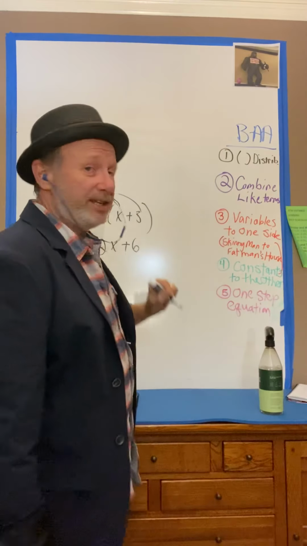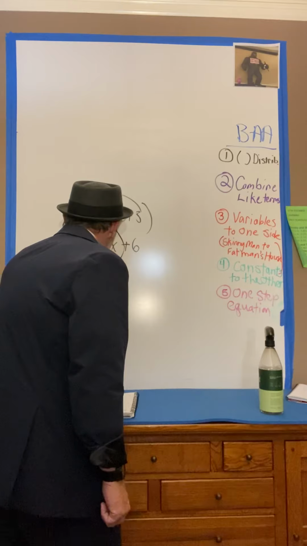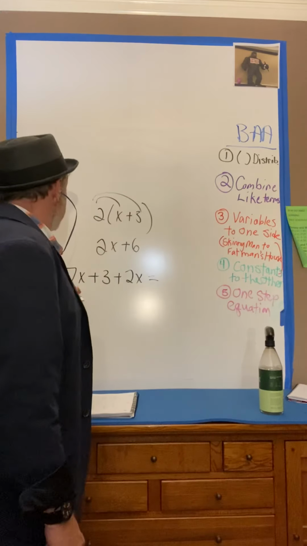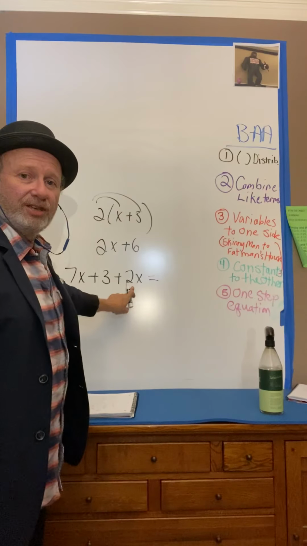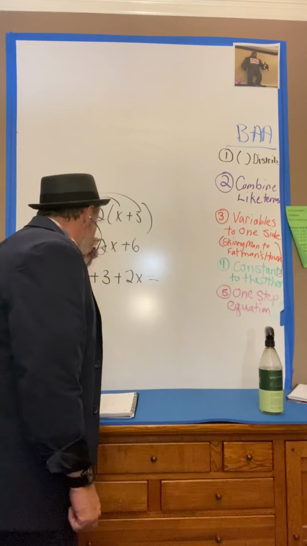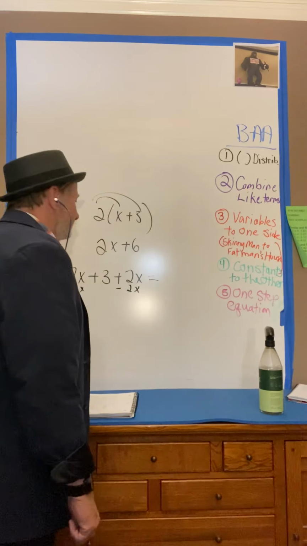All right, the second one is combine like terms. I've got 7x plus 3 plus 2x equals. I've got a 7x and a 2x. So what have I got to do? I have to combine those two. I have to combine them together. And I'm not going to try to zero it out. Don't make that mistake. That's wrong.